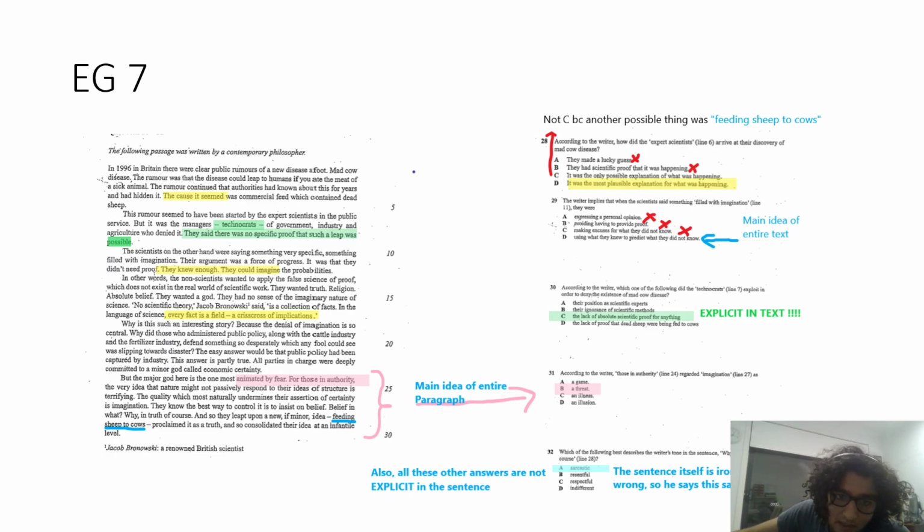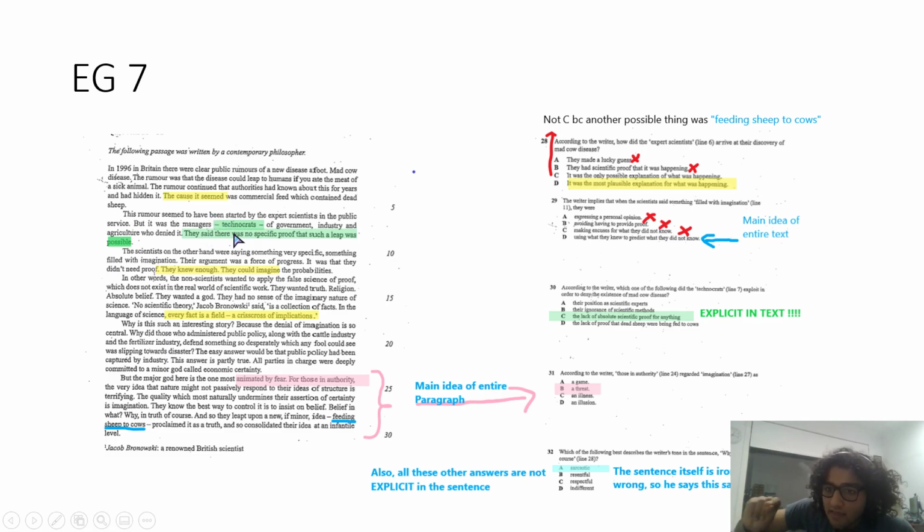Right? So did the technocrats exploit that? Well, it does mention that the cause, it seemed, was a commercial feed which contained dead sheep. But they didn't explicitly say that that was why the technocrats were exploiting it. Because look at this sentence. They explicitly say in the text for C, it was the managers, technocrats of government, industry, and agriculture who denied it.